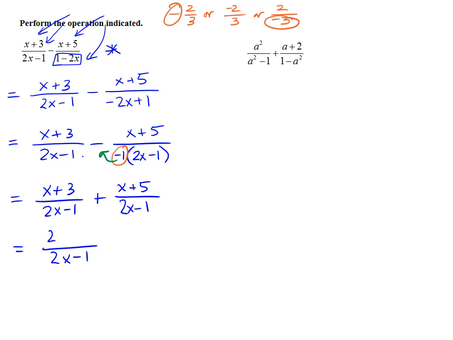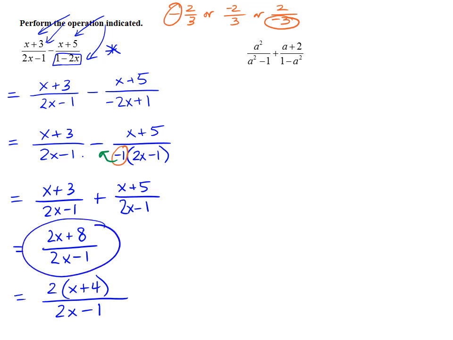X plus x is 2x, and 3 plus 5 is 8. Now we could try to simplify this, and in fact we could factor the numerator, but even if I factor the numerator, and I'll show that here, it's not going to help me cancel anything, because I'm going to get x plus 4, which is not common to the denominator. So there's no way I can simplify that.